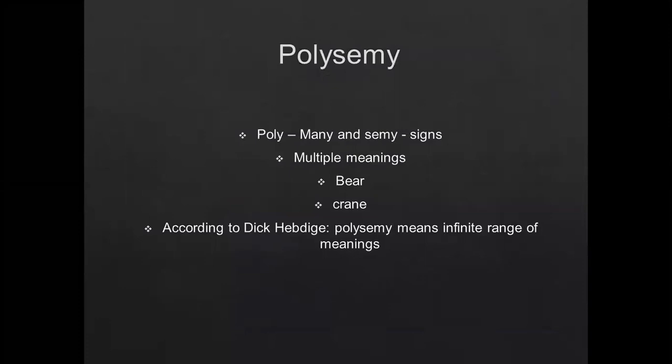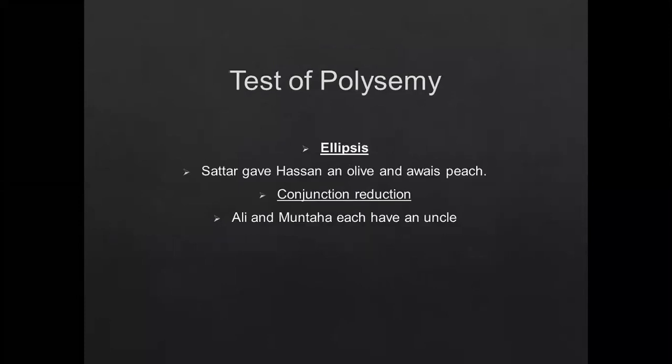Okay, we have to understand how it originally comes from. First of all, poly means many and semi means signs. Here, signs means meanings. It could be multiple meanings. For example, I mention a word, beer. Beer has many meanings. For example, one meaning is a statement, or beer is a name of an animal. Number two is crane. Crane has two meanings.